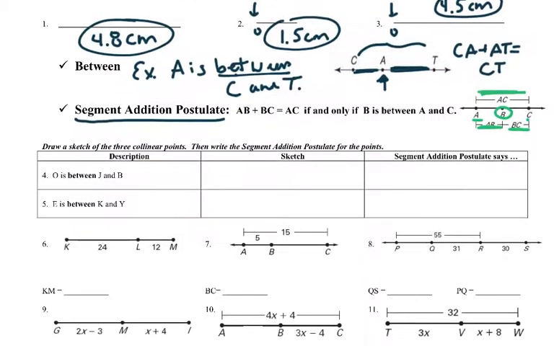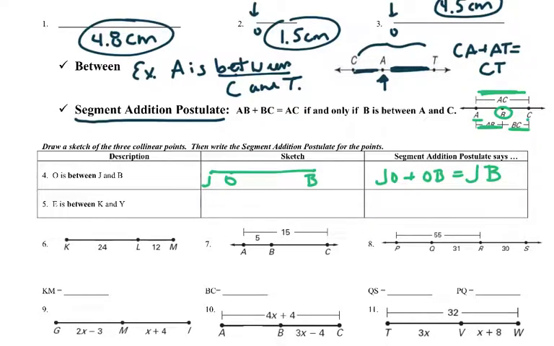So we're going to draw little pictures here that O is between J and B. So here we have like J, and we could put the O anywhere. It doesn't have to be in the middle. But the segment addition postulate says if you add the two little segments together, you get the big segment.